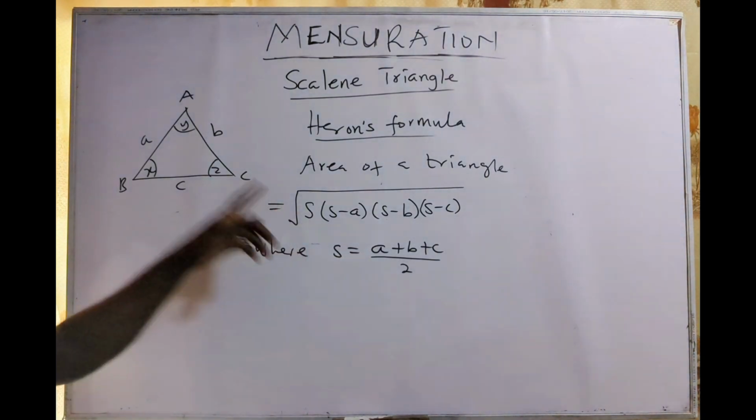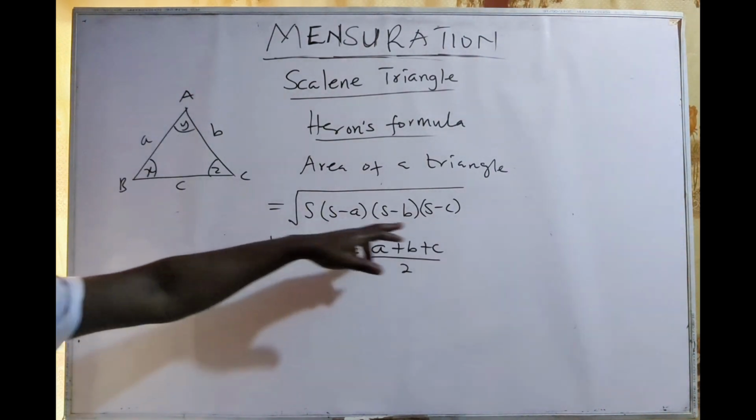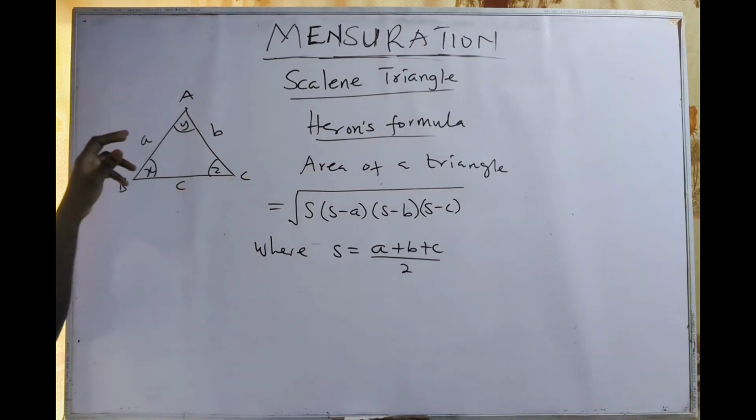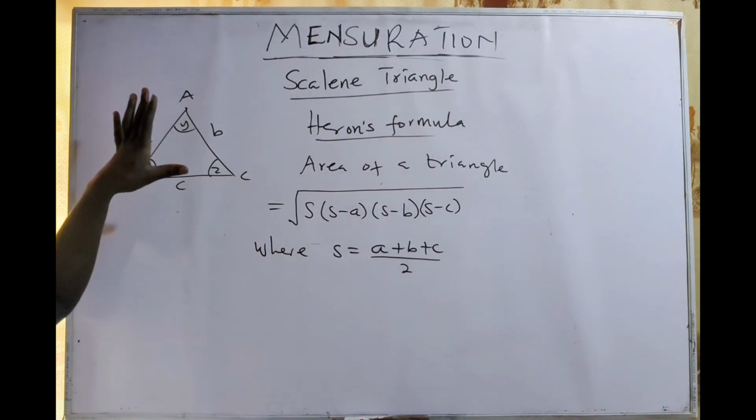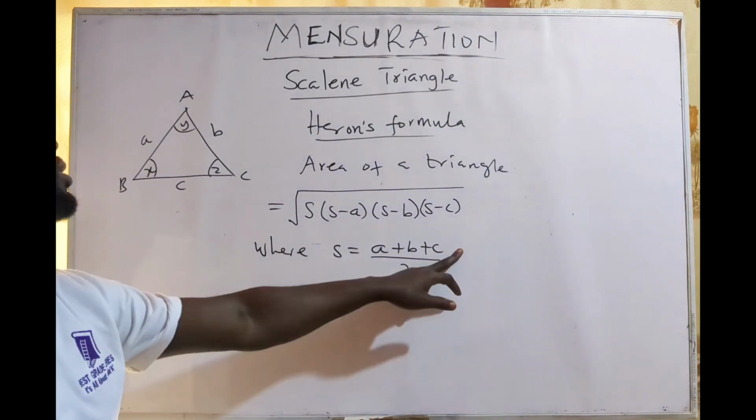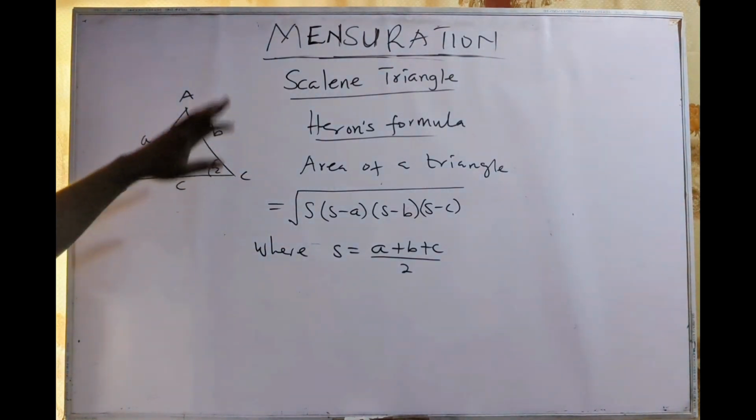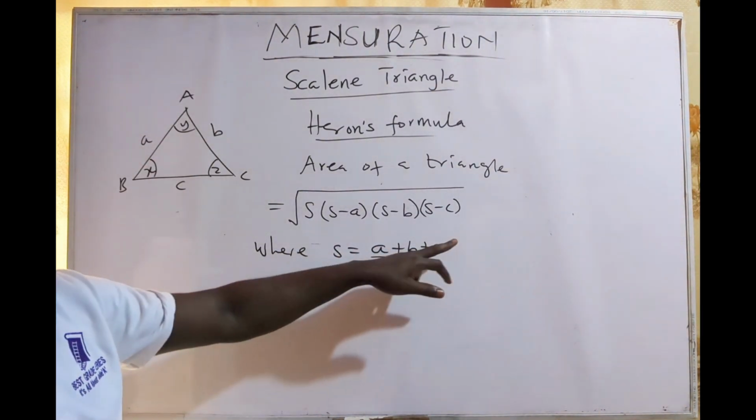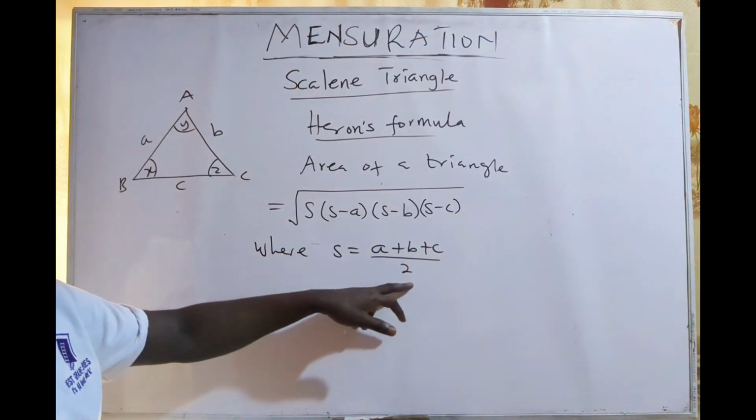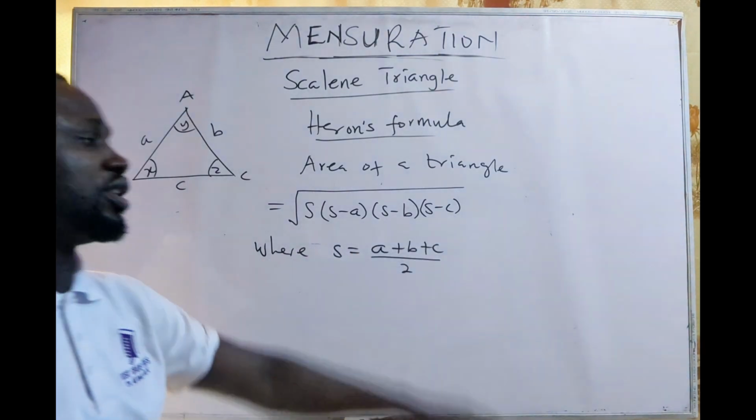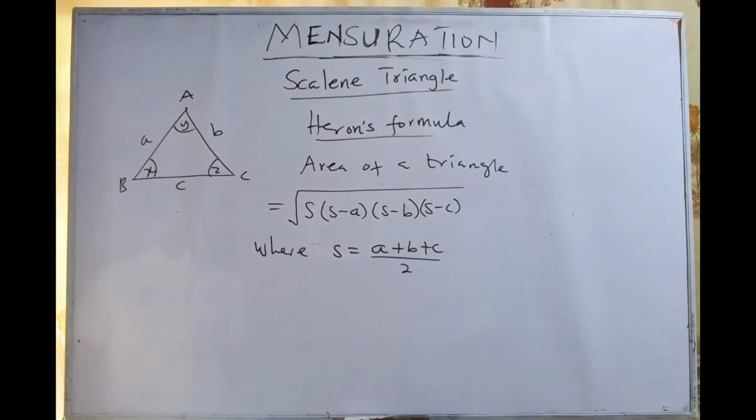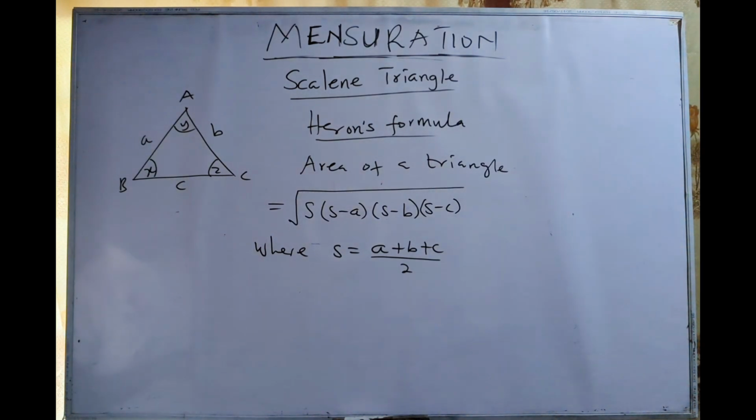All right, and then a, b, and c are the three sides of the triangle that are not the same. So when you find the perimeter of the triangle, then you divide by 2, that will give you the s. Then you substitute into the formula, and then you work. All right. So we are going to give an example where the sides of the triangle are not the same.